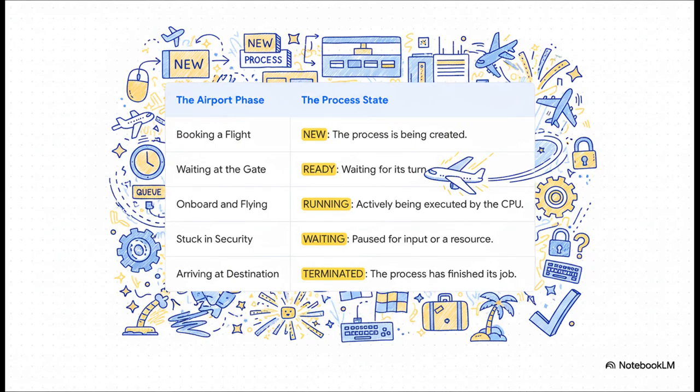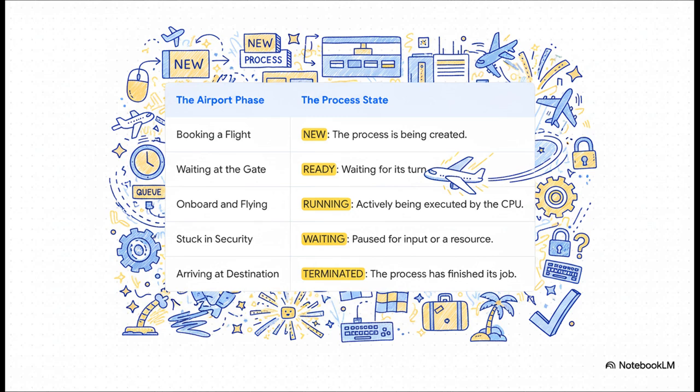Check this out. Booking the flight, in computer speak, that's the new state when a process is just being created. Waiting at the gate, all packed and ready to go, that's the ready state. It's got everything it needs, it's just waiting for the CPU to call its number. The actual flight, when you're soaring through the air, that's the running state. The process is actively doing its job. And getting stuck in security, that's the waiting state. Paused because it needs something, maybe for you to type on your keyboard. And of course, arriving at your destination is terminated. The process is done. See?